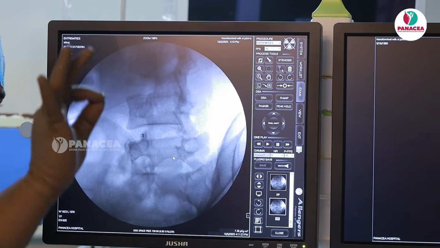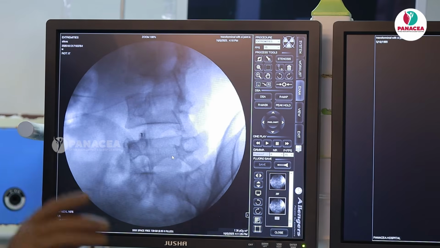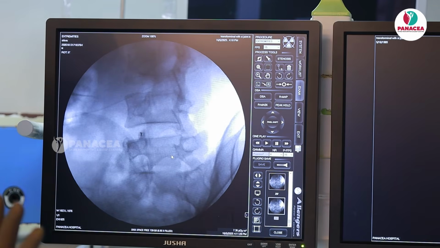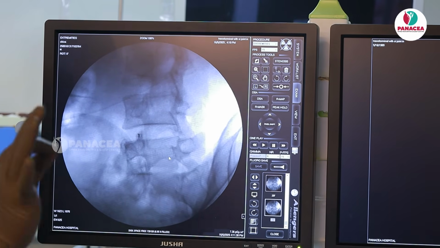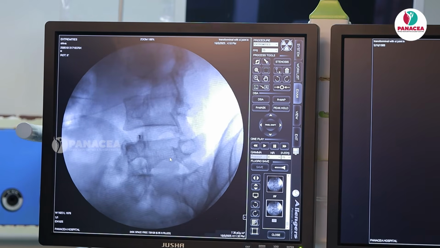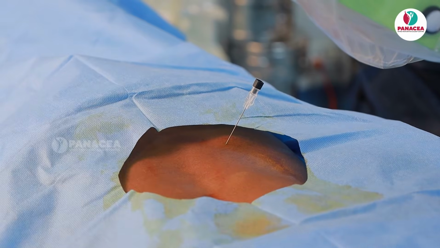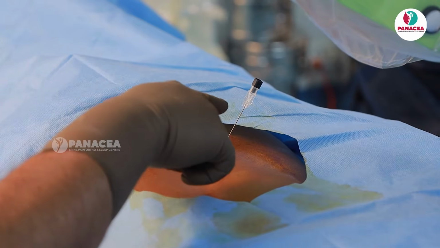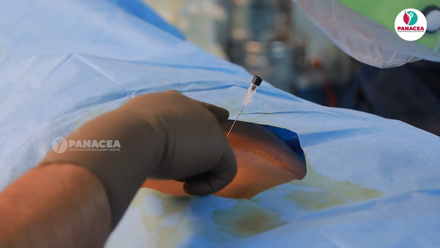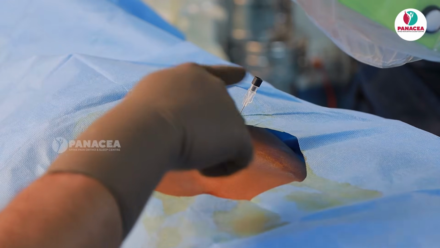Now we will go inside, and here there are 3 Ds which you have to remember. Direction, you will know in the AP view. Depth, if you want to know, you have to take a lateral view. So this is a target we have achieved. Now what is happening is, I am hitting the lateral border of the SAP. So I have to slip to the lateral border of the SAP.